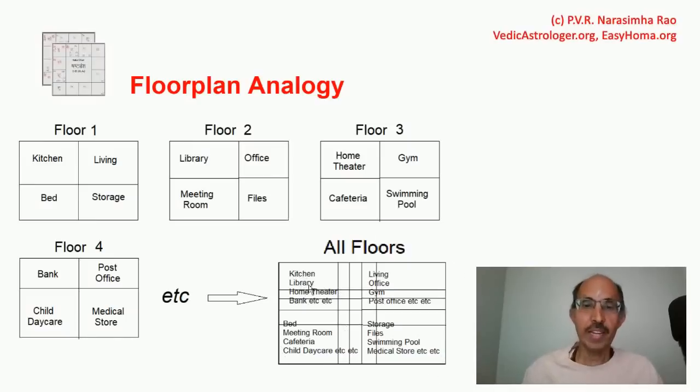So if there is a problem here, where exactly is it? Is it in the kitchen, library, home theater, bank, etc.? It's so difficult. Basically, just using this map, figuring out what's going on in the building is next to impossible. On the other hand, if you look at the individual floor plans, you can get a much clearer picture.